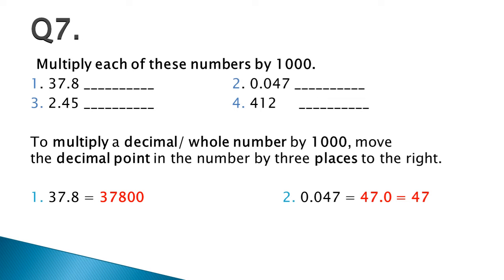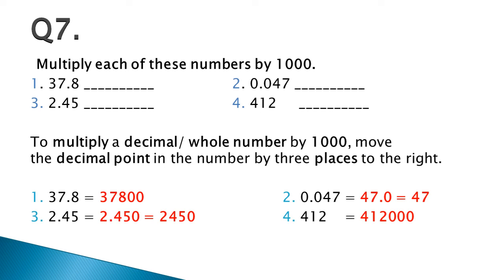Second one, 0.047 becomes 47. You can even write 47.0 just to show that the decimal has moved 3 places to the right, or you can write it as 47. 2.45 becomes 2,450. 412 becomes 412,000. If it's a whole number, it's very easy to multiply by a factor of 10, 100 and 1000.